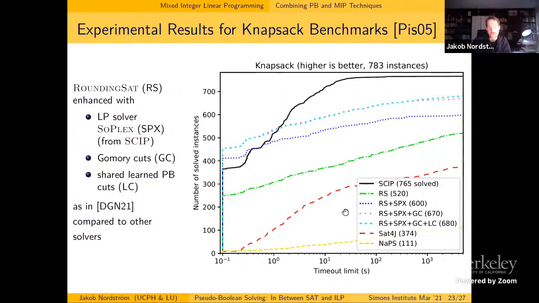And when we run this on knapsack problems, we see that all of these techniques, so here is the base RoundingSat, and all of these techniques really make the solver significantly better. Although we're still not beating SCIP, but in fairness, it should be said also that MIP solvers have a lot of special purpose methods to detect and solve knapsack constraints with, for instance, dynamic programming. And we don't do that. We're just running our standard conflict-driven search here.